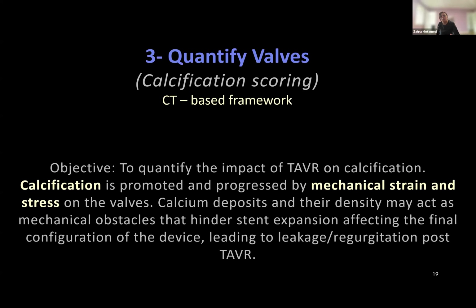The last part of my presentation is about calcification scoring. Calcification is promoted and progressed by mechanical stress and strain. And as you know, this is very important, can cause major complications, and is important for clinicians. Depending on the topography and distribution it has, the patient should or should not receive transcatheter aortic valve replacement. We also developed a CT-based framework.